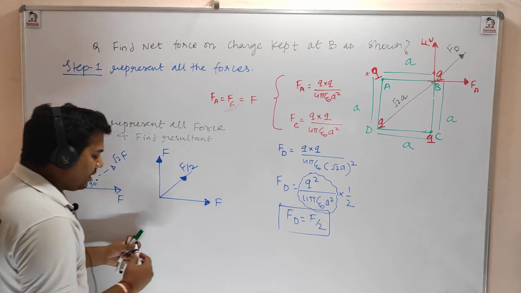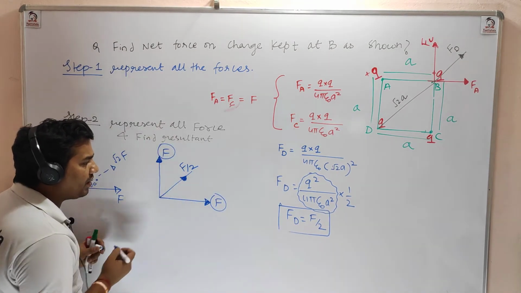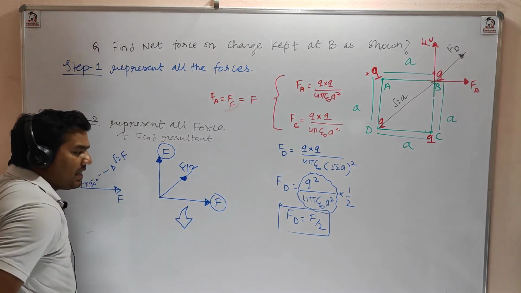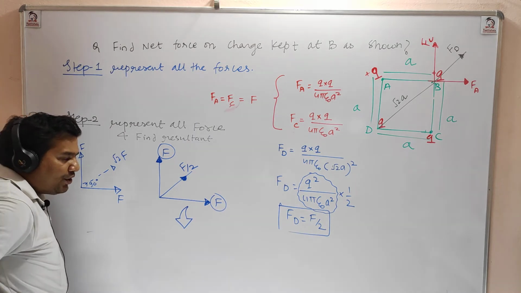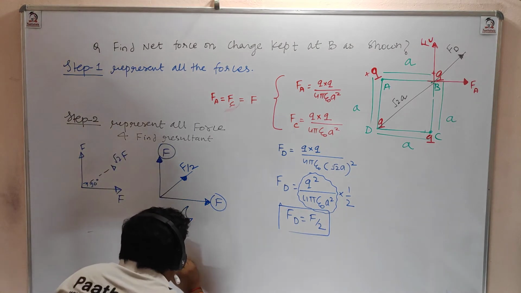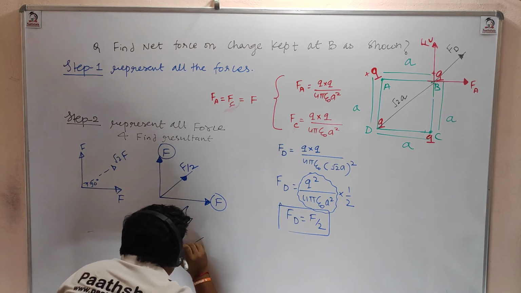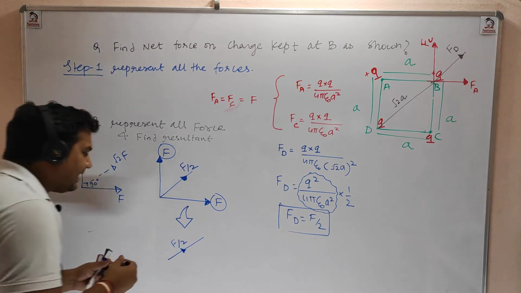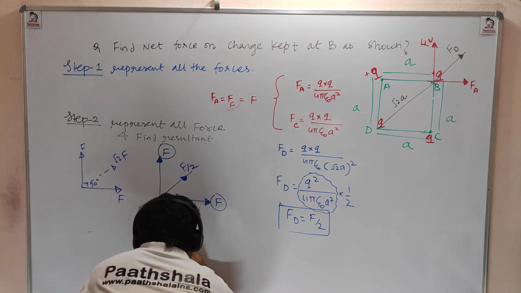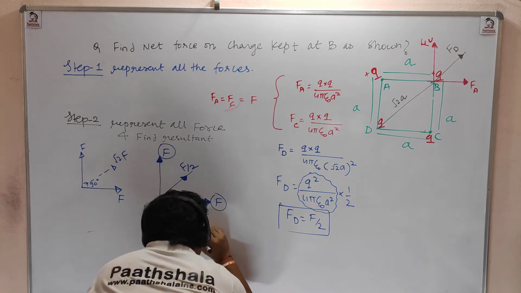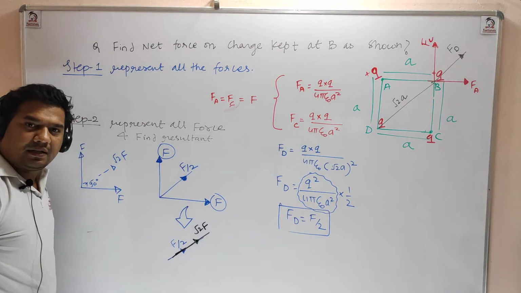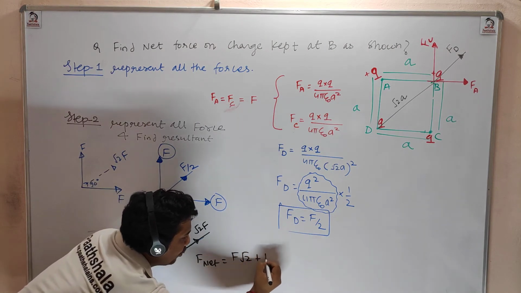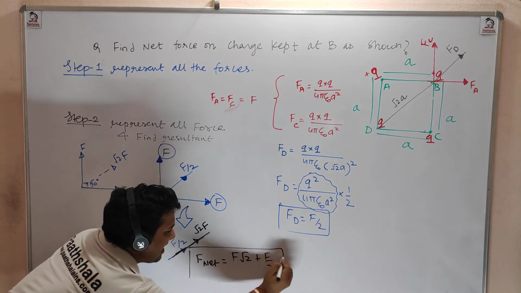So if you look at only these two, what is the resultant? Root 2F. And where will it come? It will come above F by 2. So F by 2 is already there, and you get another root 2F here. So what is your net force? Simple: F root 2 plus F by 2. This is your answer.